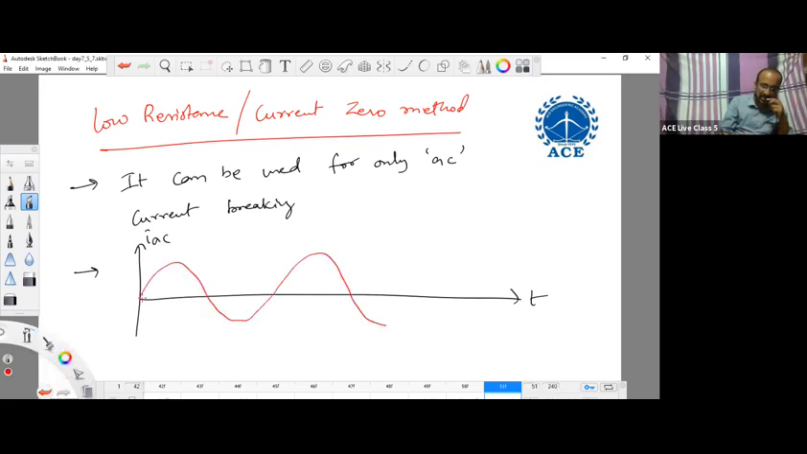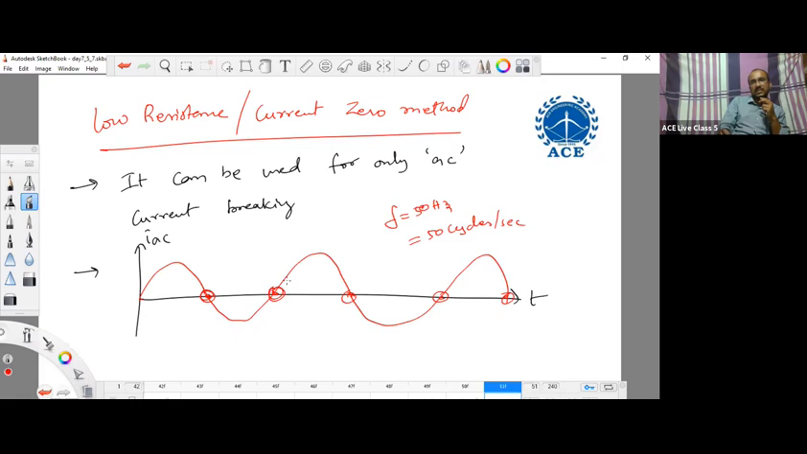Naturally you are getting current zero points. What is the supply frequency? Supply frequency is 50 hertz. 50 hertz means 50 cycles per second. In 1 second you will get 50 cycles, which means in 1 second you will get 100 natural current zero points.